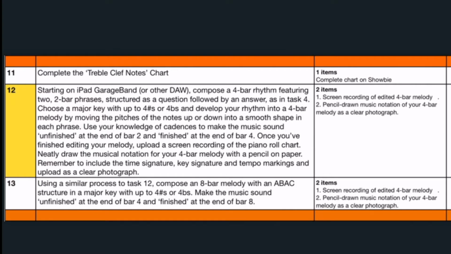Okay, let's have a look at what we need to do for task 12. It says, starting on iPad Garageband or other DAW, compose a 4-bar rhythm featuring two 2-bar phrases structured as a question followed by an answer, as in task 4. Choose a major key with up to 4 sharps and 4 flats and develop your rhythm into a 4-bar melody by moving the pitches of the notes up or down into a smooth shape in each phrase. Use your knowledge of cadences to make the music sound unfinished at the end of bar 2 and finished at the end of bar 4.